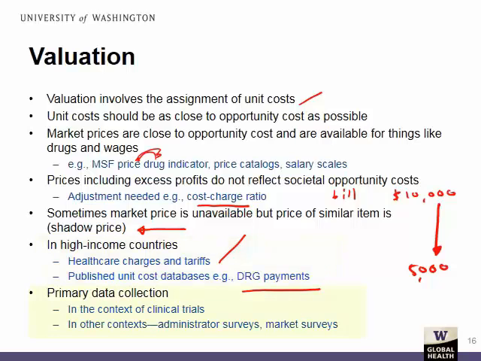Sometimes you need to do primary data collection in the context of trials, and even in other contexts like doing administrator surveys or market surveys to get at some of the unit costs that you might need in your individual study. But really, valuation is about assigning a unit cost to the different resources that you estimated in the estimation phase and you identified in the identification phase.